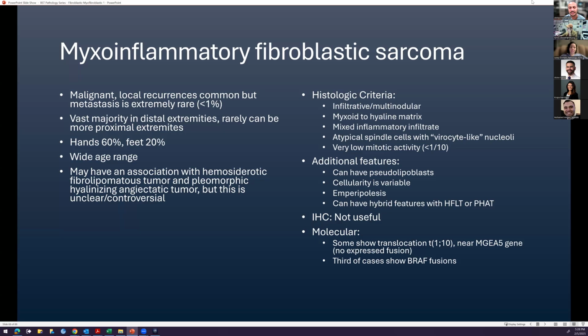But the other thing to consider is that hemosiderin in PHAT is going to come with other features. It's going to have hyalinized ectatic vessels and very pleomorphic stromal cells with hemosiderin. So you'll want to still look for those features. Just because you have some hemosiderin doesn't mean you're dealing only with a MIFS, or that you're dealing with something else. It could be a MIFS though.